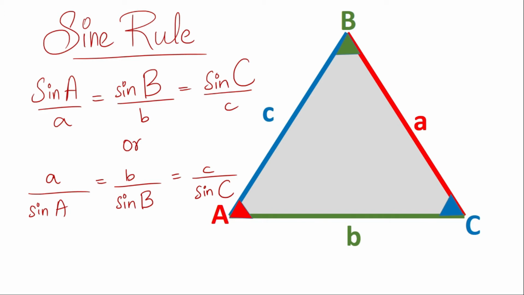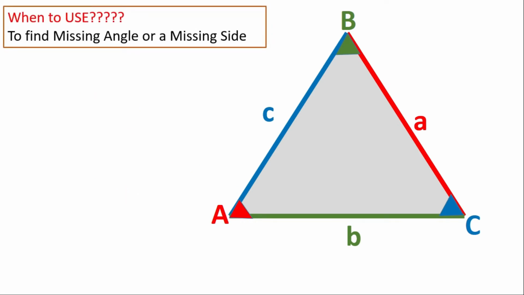So this is the sine rule. Now let's try to apply it to triangles to find the missing side or any missing angle. Now, when to use this? We use it to find a missing angle or a missing side.